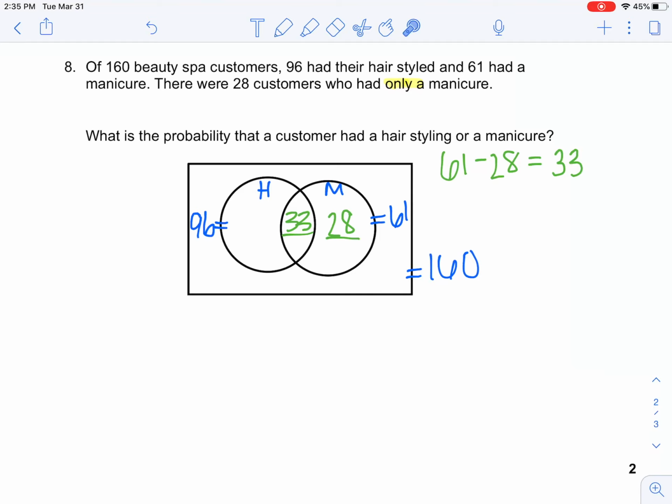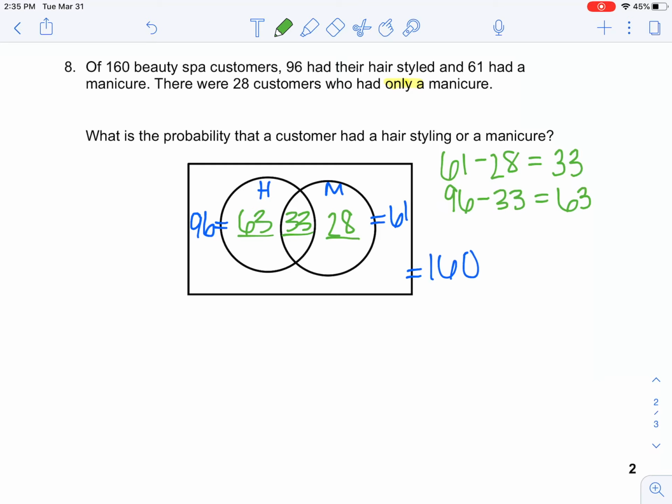Next, we'll do the same thing by taking the total of our H circle minus the part we know to get the part we do not know. So 96 minus 33 equals 63. So that 63 would represent customers who only had their hair styled.